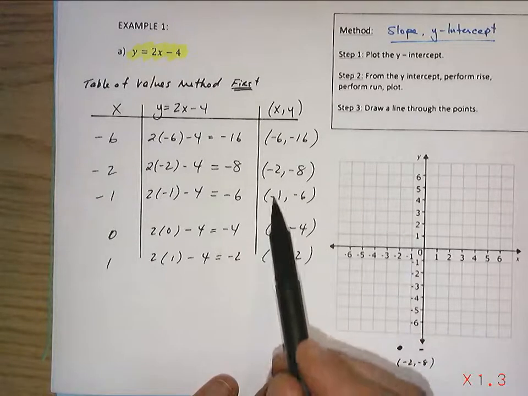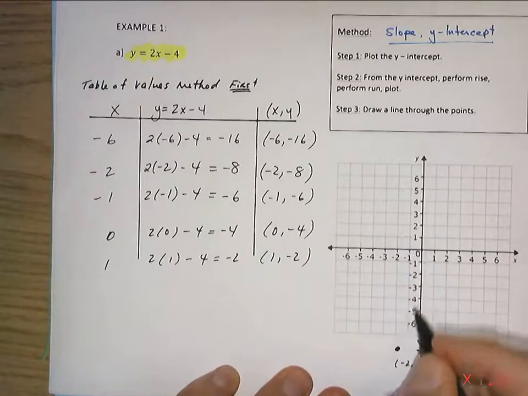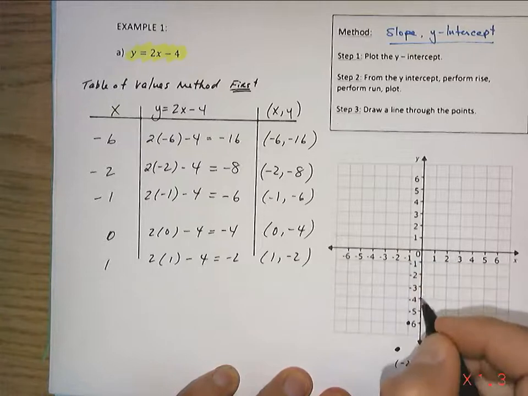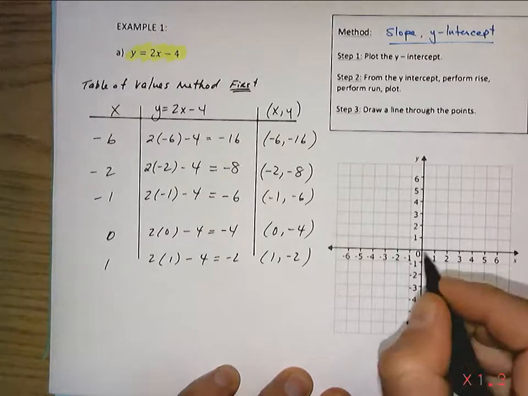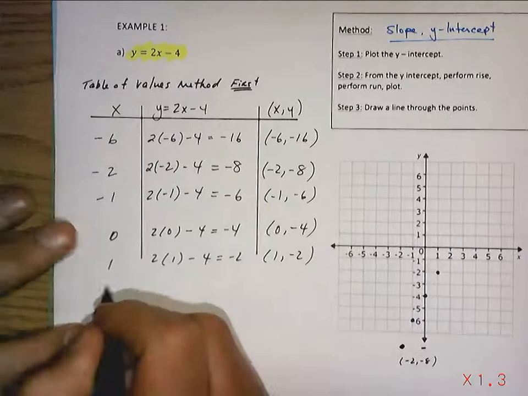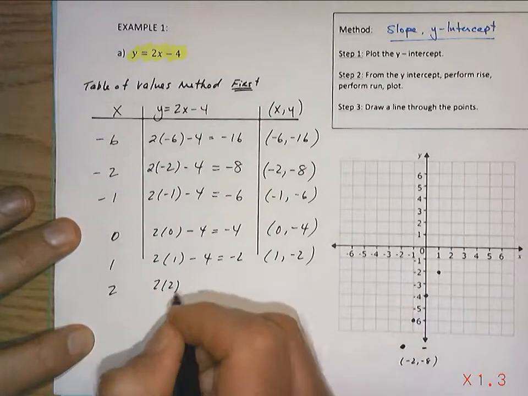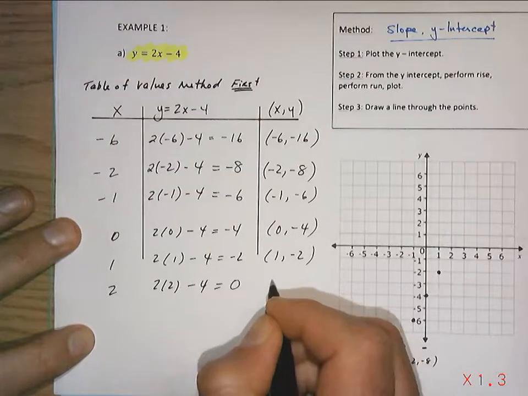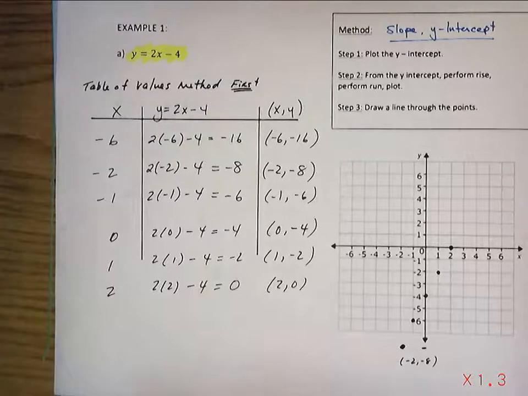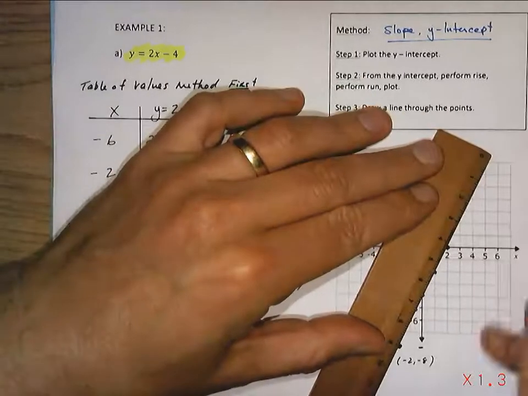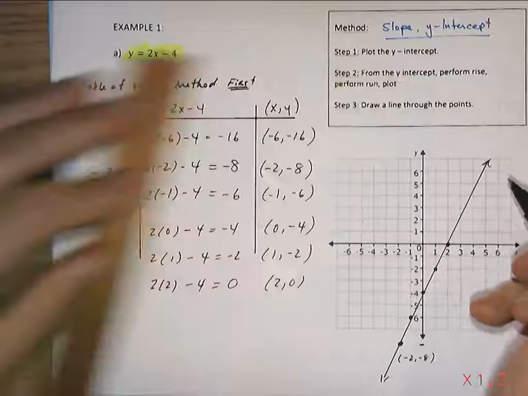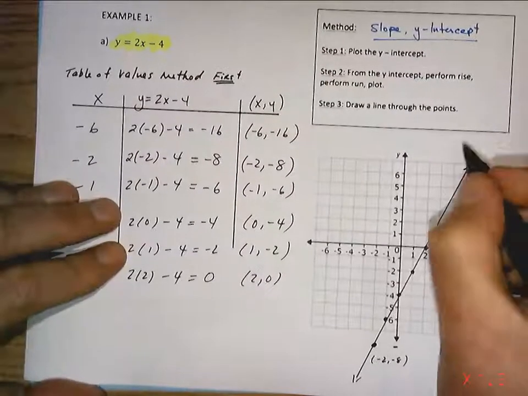So -2, -8, -1, -6, 0, -4, 1, -2. Let's do one more. 2, 2 times 2, 0, 2, 0. And what we would have done in the past is connect those. And that gave us a nice line. We know what that is. We recognize that. That is a line.